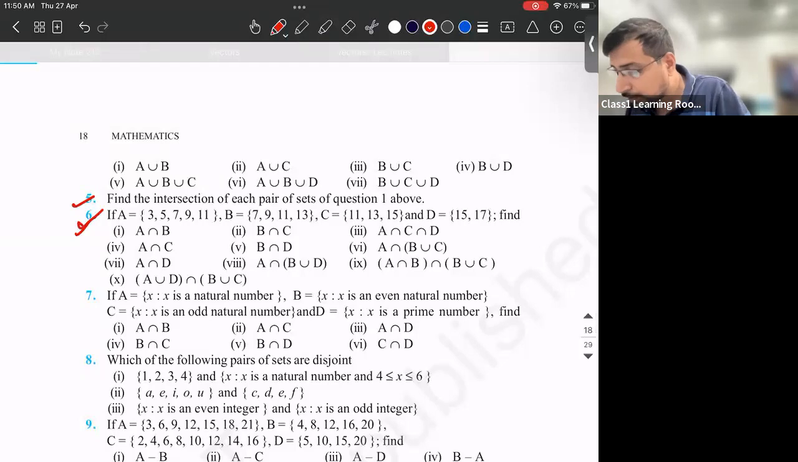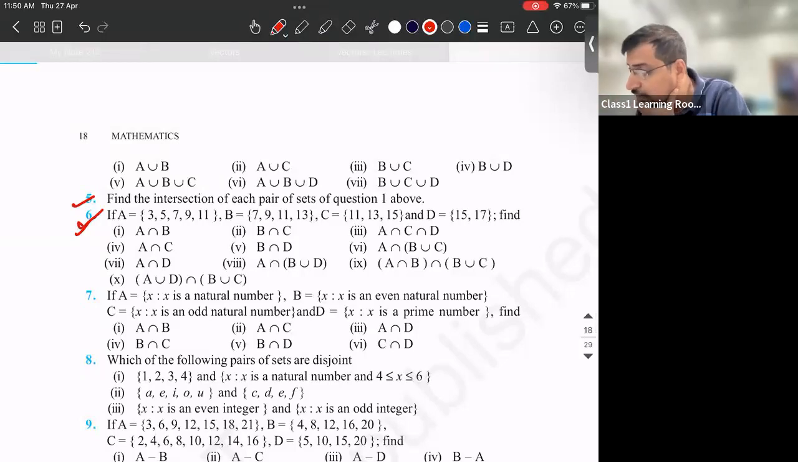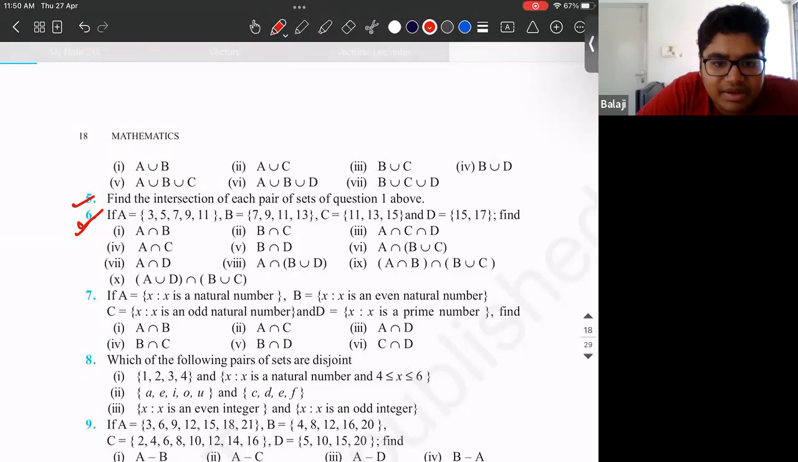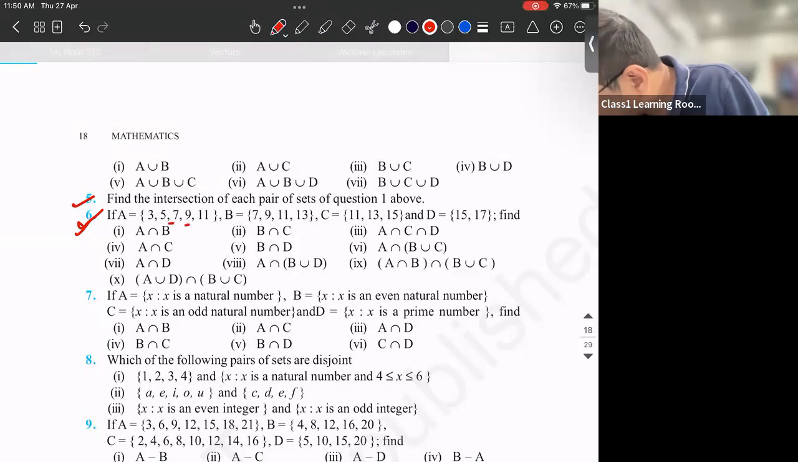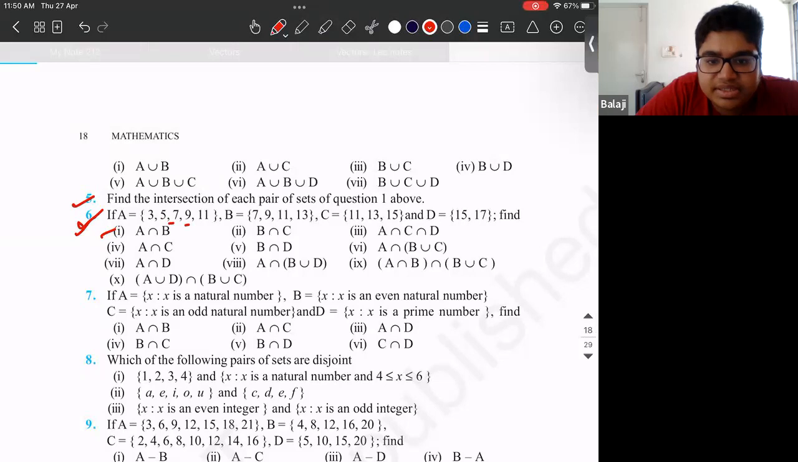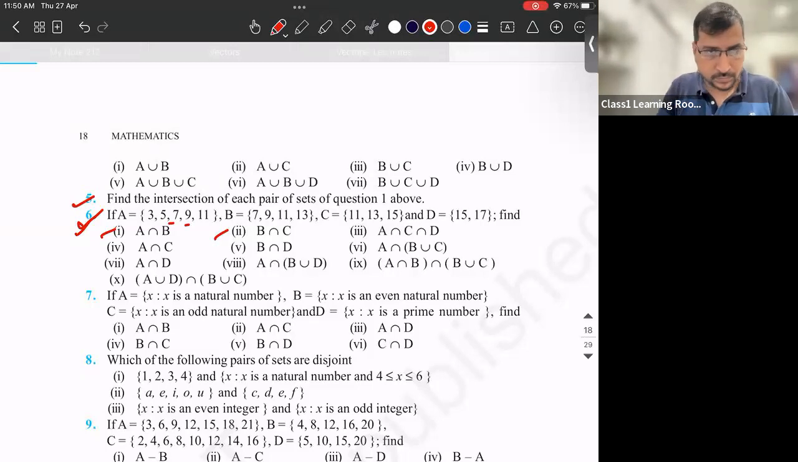Okay, sir. A is 3, 5, 7, 9, 11. B is 7, 9, 11, 13. C is 11, 13, 15. D is 15 and 17. Find A intersection B. A intersection B is 7, 9, 11. So 7, 9, 11. Correct. B intersection C is 11, 13. Correct.